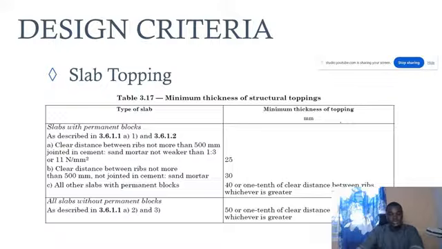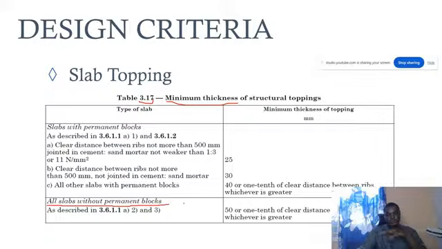So if you are designing your slab to have topping in such a way that the topping is contributing to strength, you can see the title of this table: minimum thickness of structural toppings. This is table 3.17 of BS 8110 part 1. It divides this into two categories. We have permanent blocks, meaning, for example, in a rib slab where you have solid blocks that you use to fill in the void that is being left. But we know that in a waffle slab, the slab is usually provided without permanent blocks. So that means you go for the second part of the table, slab without permanent blocks.